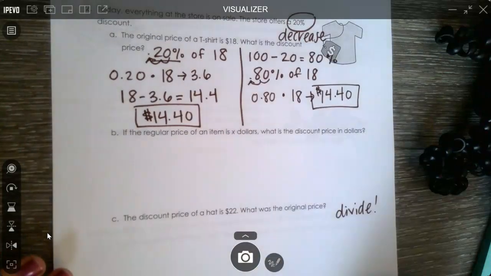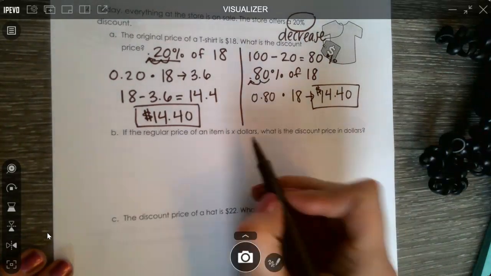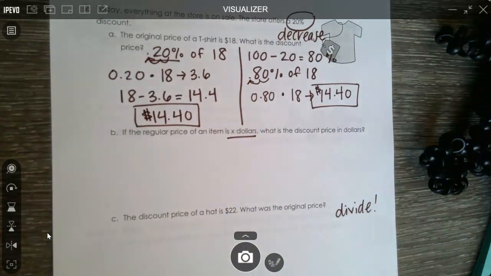All right, B. It says if the regular price of an item is x dollars, so it is unknown. I don't know if the shirt is $100. I don't know if it's $5. What would be the discount in dollars? What would be the rule? Okay, so you're thinking about what rule did I use? What did I have to do to the total?